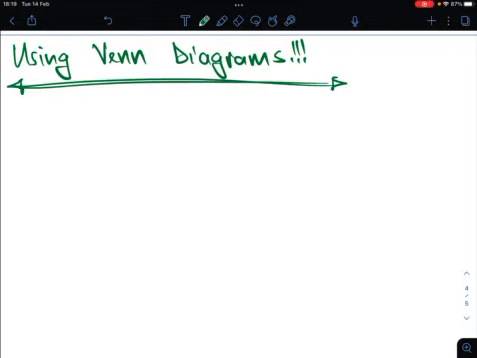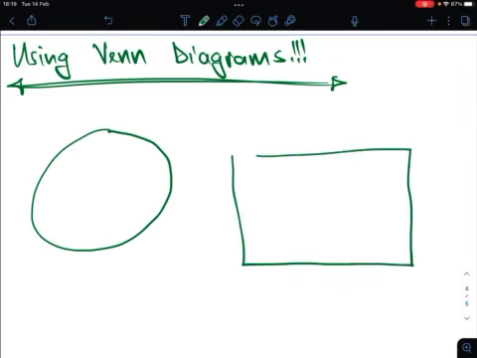So what are Venn diagrams? Venn diagrams are just shapes. It's just that most of the time, the shapes that we use, most preferably, are either circles or squares to represent sets. So a Venn diagram simply means a shape.